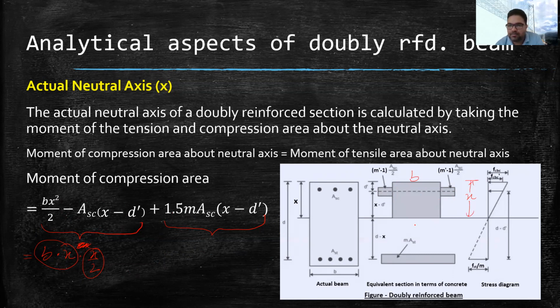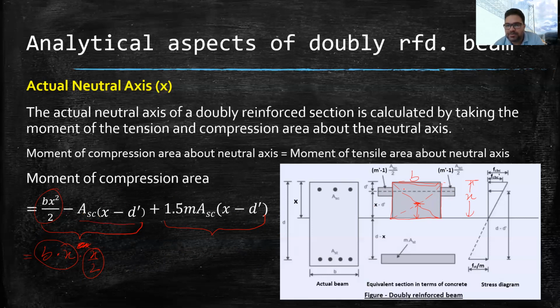So this becomes Bx. Bx is the area of this concrete, and obviously this area will concentrate where the diagonals meet, at this point. So the distance between this and this will be the perpendicular distance, which is x by 2. So this is how this Bx square by 2 will come. Now minus, as I said, this will be excluding the compressive area of steel. So in this case we are deducting the area of steel in compression. So the whole moment of area of the compressive steel we are actually deducting.